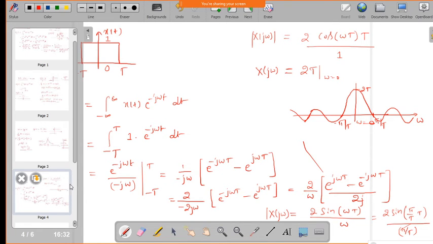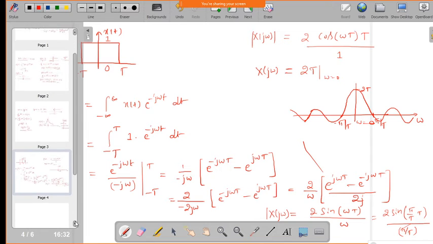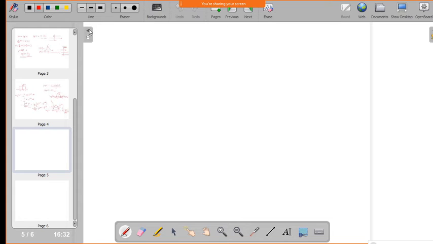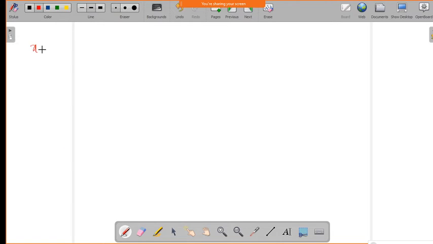Now we'll take another problem and try to find a Fourier transform. Take x of t equal to the unit step function, that is u of t. Try to find the Fourier transform of the signal. How to find it? Use the expression of u of t in terms of the signum function. Signum of t can be expressed in terms of u of t, that is equal to 2 into u of t minus 1.